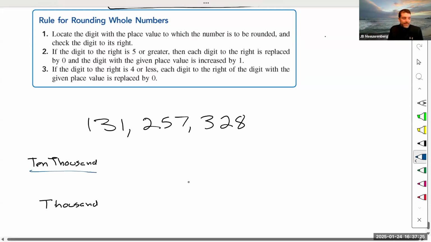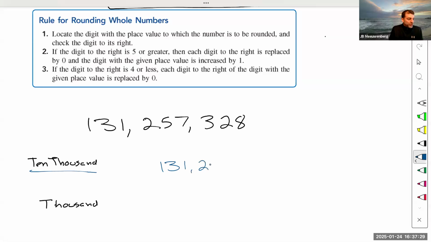So we'll start with the nearest 10,000. I'm going to rewrite the number 131257328. So where's the nearest 10,000? The 10,000th place is the 5. So I'm going to look to the number to the right. It's 5 or bigger. So I'm going to change all of these numbers to a 0, and I'm going to increase this 5 by 1. 131,260,000.